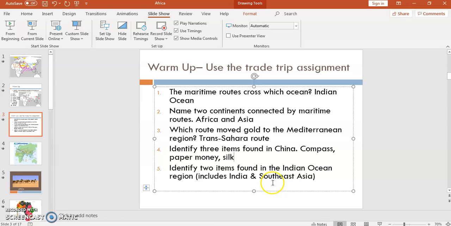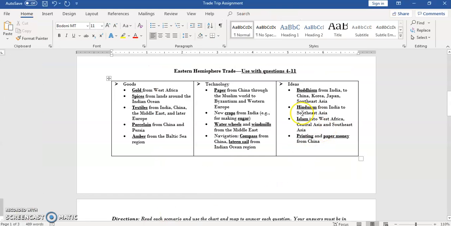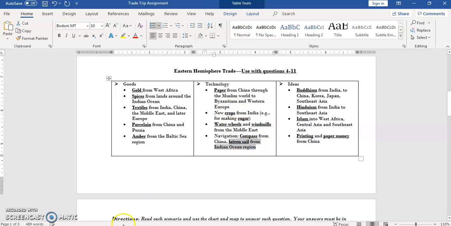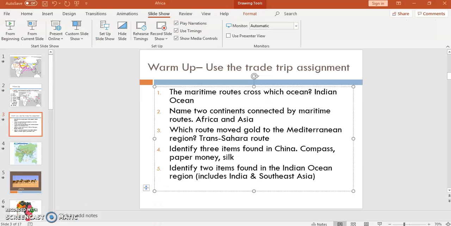And then 2 items found in the Indian Ocean region. So same thing if we check Indian Ocean region. So that would be different crops, the Latin sail. So we can say crops are plants. So we could say crops such as sugar and the Latin sail. The Latin sail is a sail that's on boats to help navigate, to help move the boat so it can go in different directions.